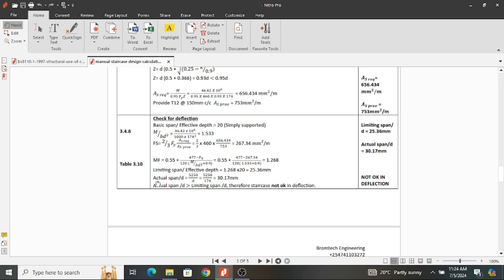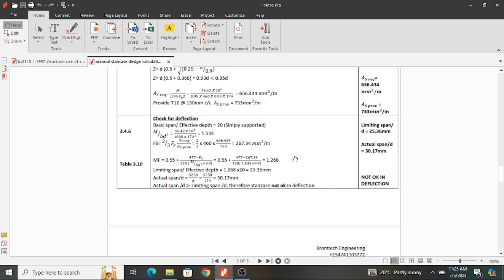When I check the actual value, I take the entire span divided by the effective depth. I'm going to get 30.17. This is still greater than the limiting span over effective depth. Therefore, we have faced the same challenge we faced earlier on. The actual span over depth is greater than the limiting span over depth. Therefore, our staircase is still not okay in deflection.